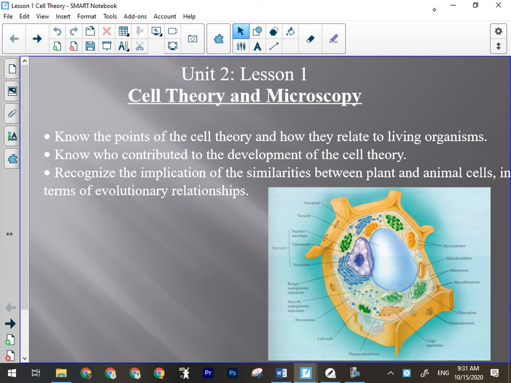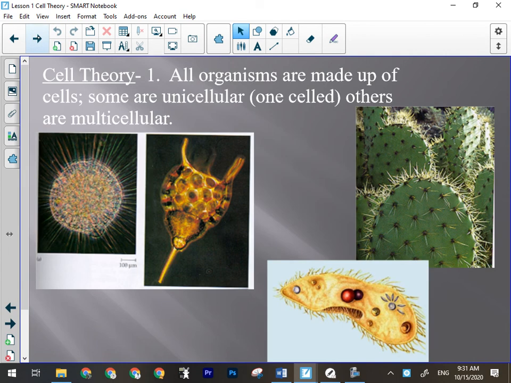All right. So if we're looking at the cell theory, the first point of the cell theory is all organisms are made up of cells. Some organisms are going to be unicellular, so single-celled, and others are multicellular, like a cactus. So this would be like a paramecium. This lives in scummy pond water. These are actinopods. They live in the sea, in salt water, and then obviously cactus is our multicellular organism. So all living organisms are made of cells.